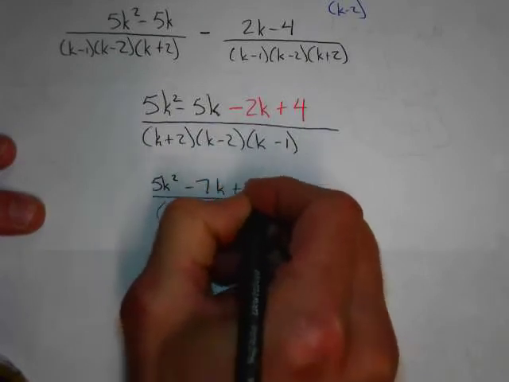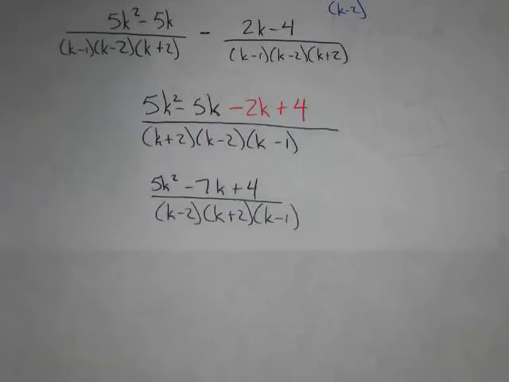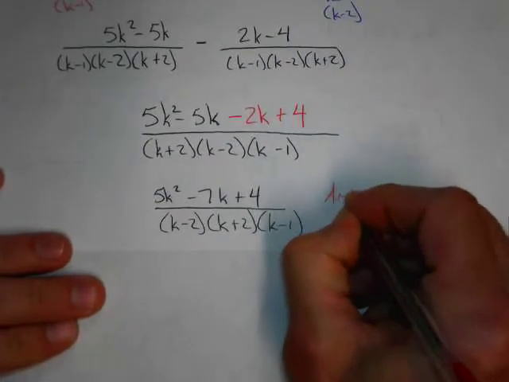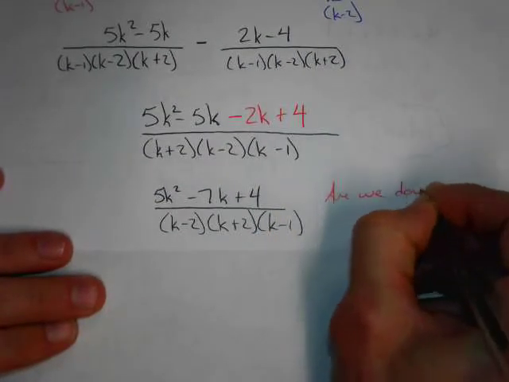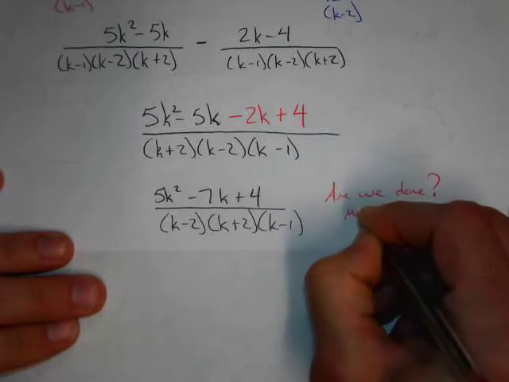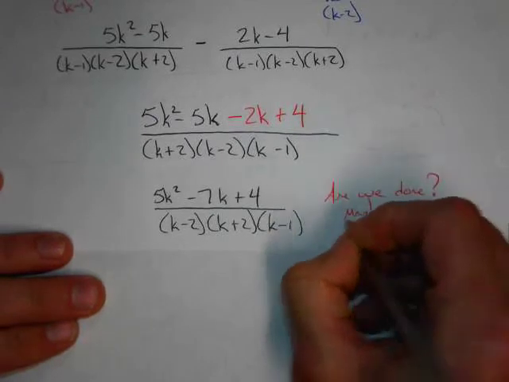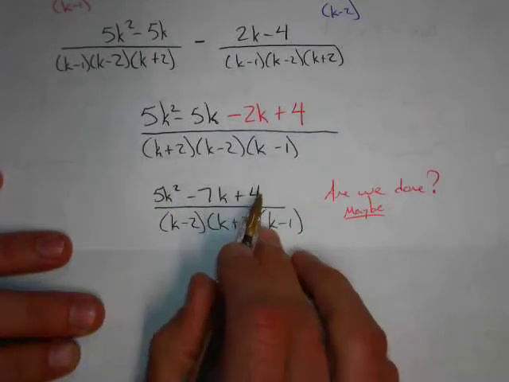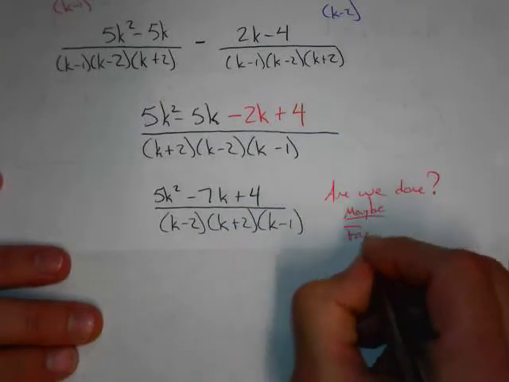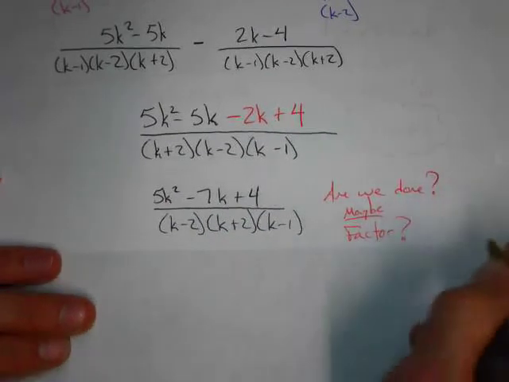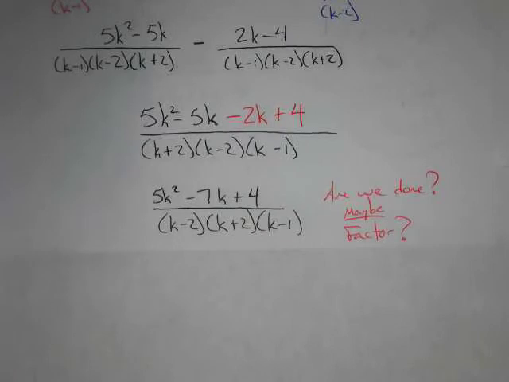And then plus 4. Now I know what you're thinking. Are we done? Maybe. We don't know if we're done. How can we tell? Can we factor the numerator? All right, so how would we be able to tell if we can factor the numerator?